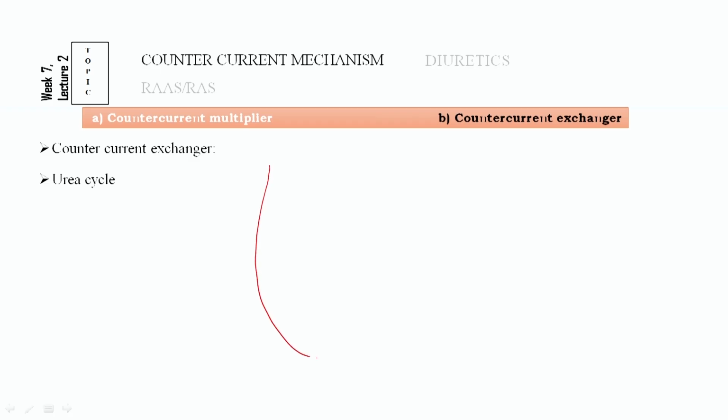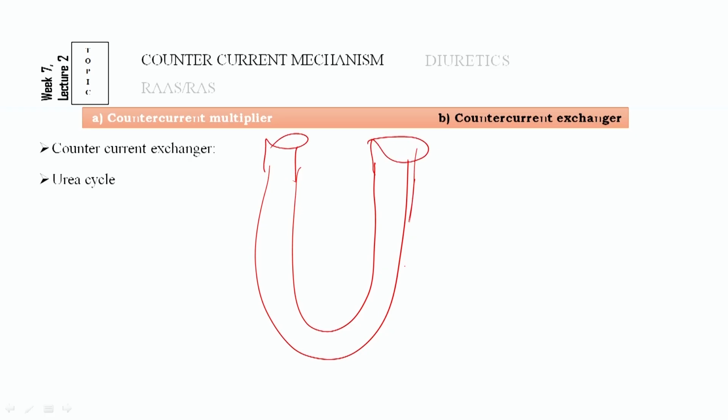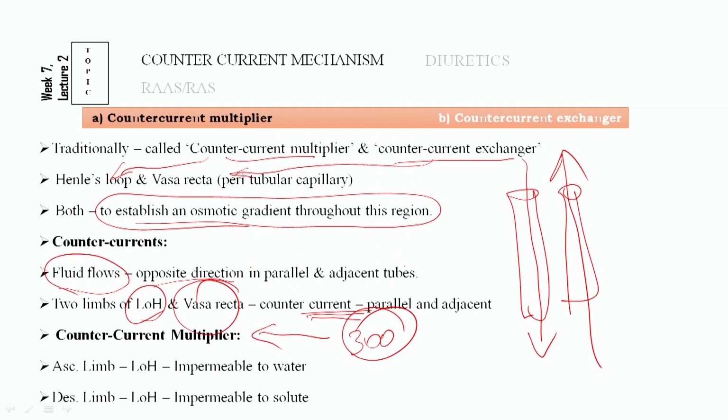So I'll just draw the loop of Henle here. The structures involved in the countercurrent multiplier system are the ascending limb and the descending limb of the loop of Henle. The ascending limb has two parts, one thin and another thick, as you know, and then the descending limb. Descending means it goes from higher to lower, ascending means from lower to higher.